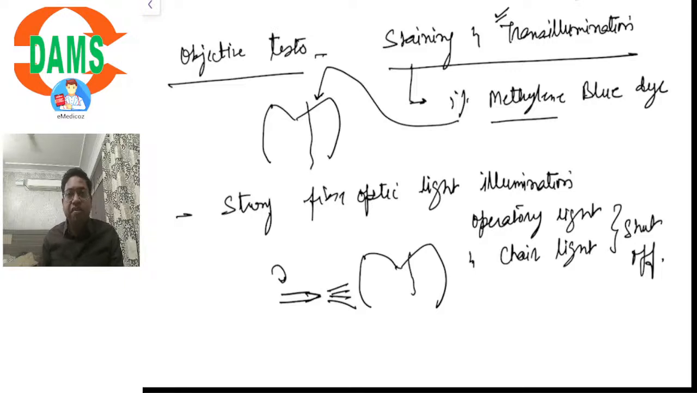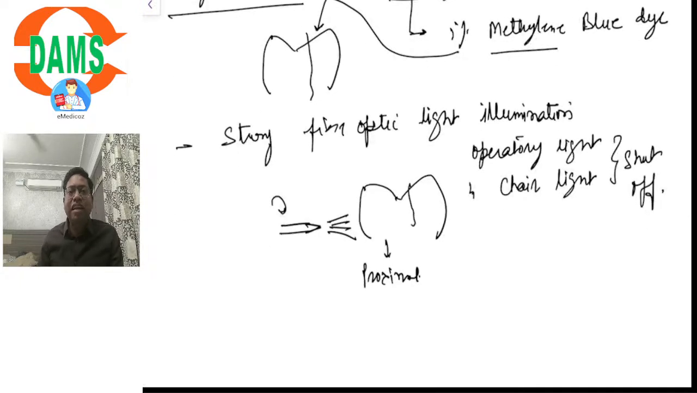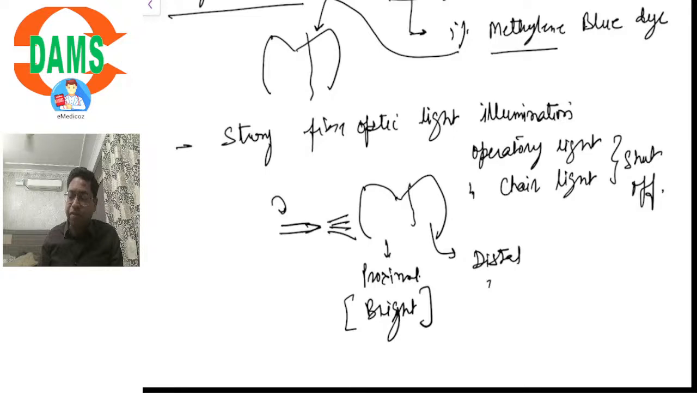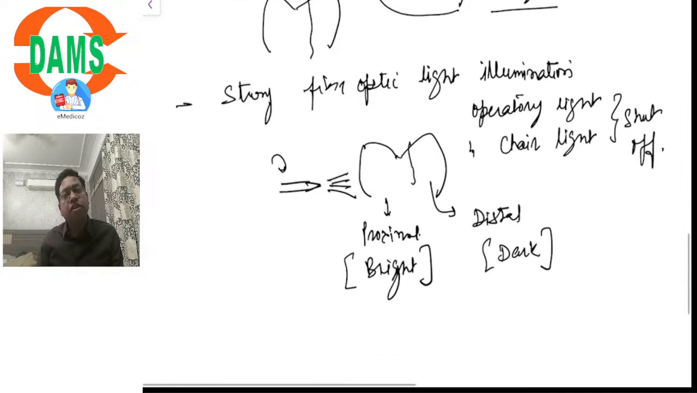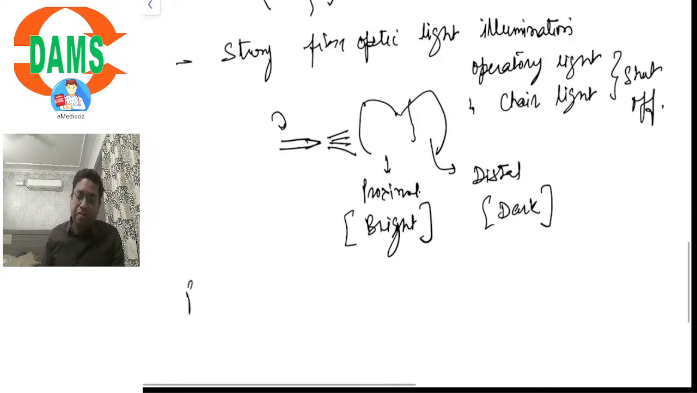Then what would happen when this light is shown through the tooth structure? The proximal segment of the tooth, which is toward the light source, appears bright in color. And the distal segment of the tooth, that is beyond the crack, would appear dark because the light would not transmit through the crack present in the tooth. Why would the light not transmit, even though there is no loss of tooth structure? There is a microscopic crack in the tooth structure, but the light fails to penetrate from the proximal to the distal side. Why?